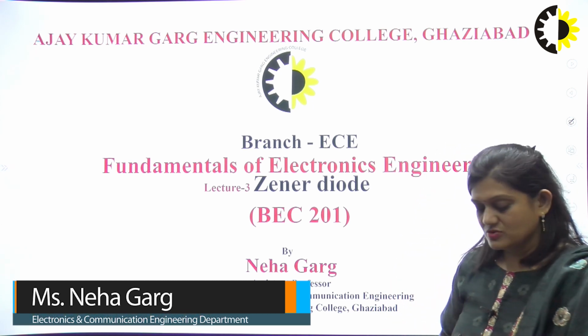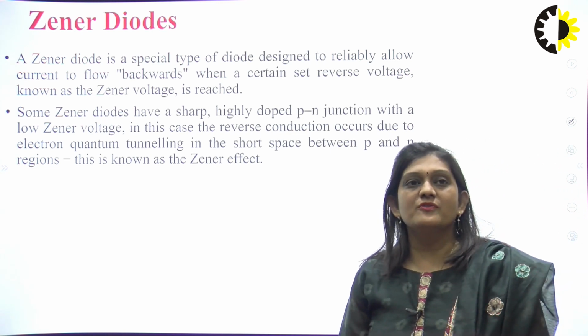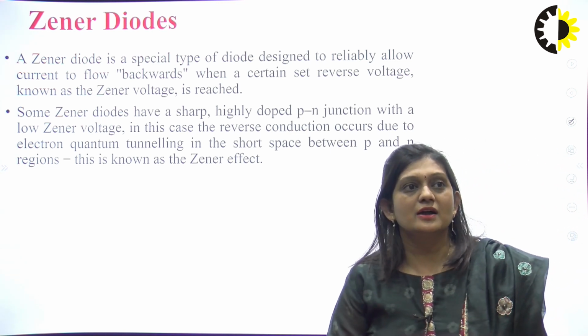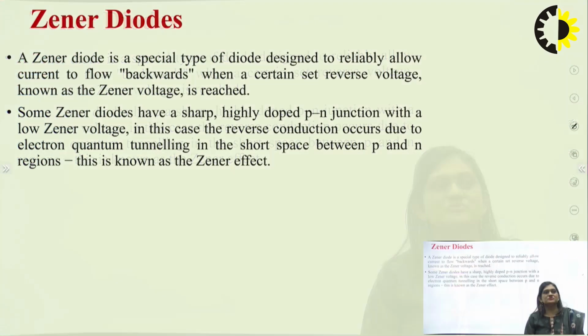So today's topic is Zener Diode, and this topic has been taken from the subject Fundamentals of Electronics Engineering. So basically, Zener Diode is a special type of diode designed to reliably allow current to flow backwards when a certain set reverse voltage known as the Zener voltage is reached.